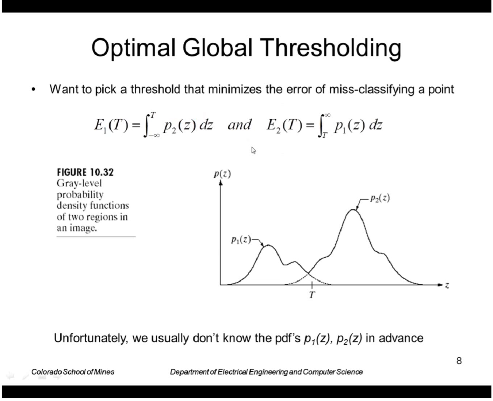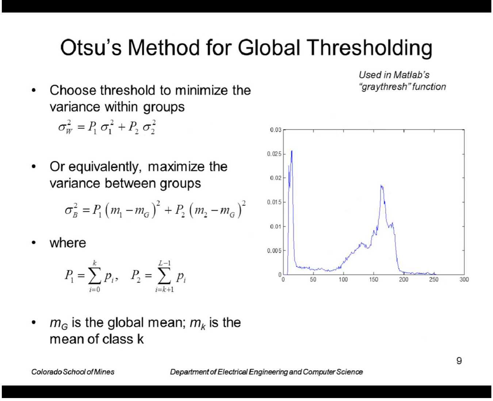Although we don't know the PDFs in advance, we can do a pretty good job by just minimizing the variance within the groups. So take a threshold, for example, compute the variance of the points in that group, call it sigma 1 squared, and then for the other group, call it group 2, its variance is sigma 2 squared.